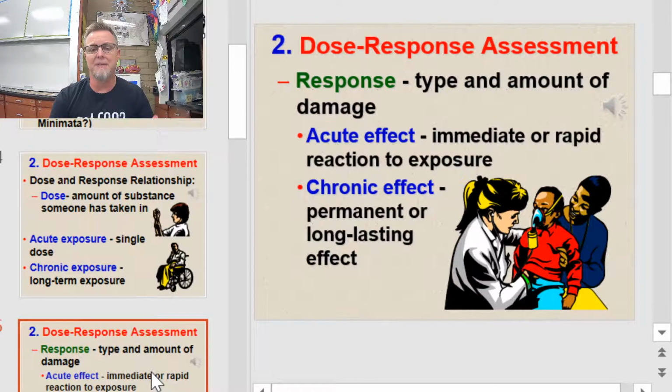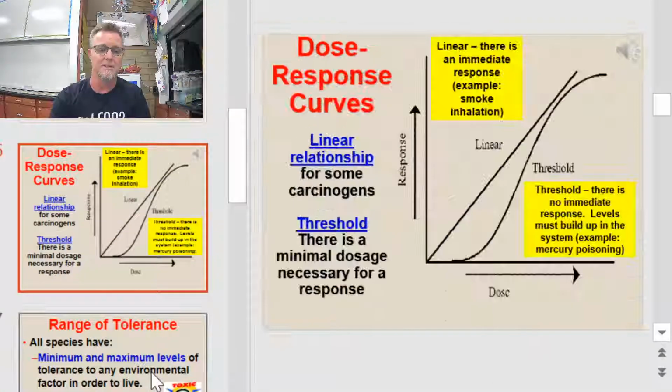So if you think about it this way, exposure to cigarette smoke might cause the acute effect of an asthma attack or coughing, wheezing, runny nose, something like that, whereas the long-term exposure to cigarette smoke might be lung cancer, emphysema, or COPD. Right? So that's the dose response assessment in terms of damage that is done.